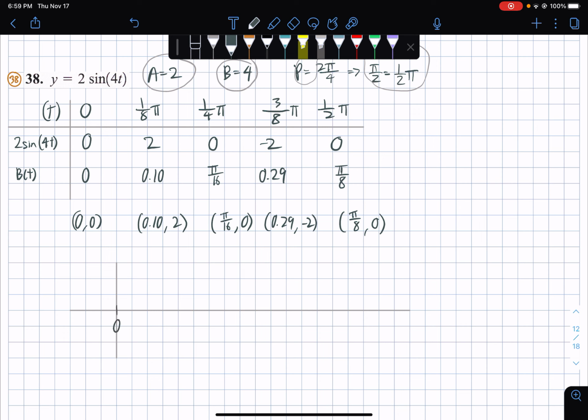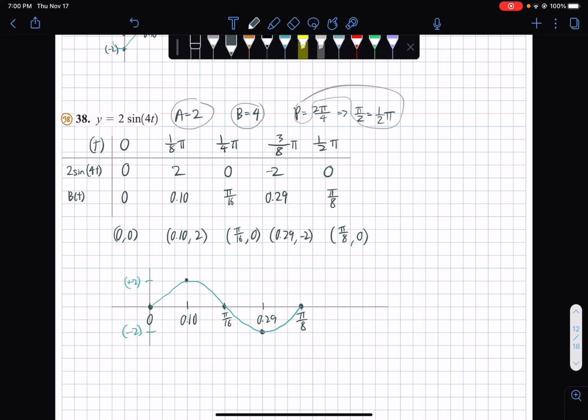So we have 0, 0.10, pi over 16, 0.29, and pi over 8. We have 0 here. By the way, the amplitude is given as positive 2 and negative 2. But then A will always be positive, as stated here. Anyways, let's plot the points. Here you go. Now we got it. That's number 38.